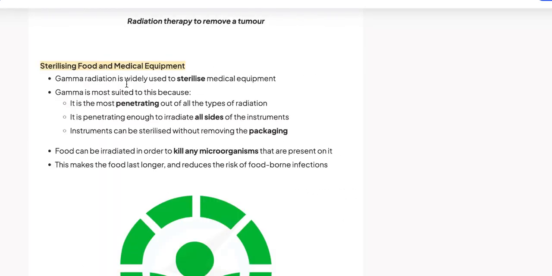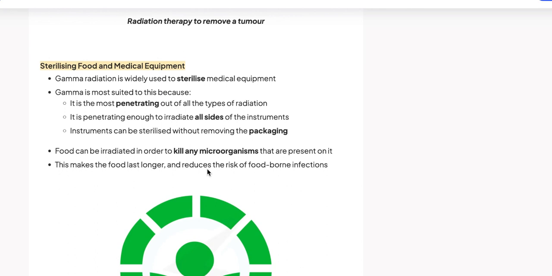Gamma radiation is widely used to sterilize medical equipment, and gamma is most suited to this because, one, it is the most penetrating out of the three types of radiation. It is penetrating enough to irradiate all sides of the equipment or of the instruments.